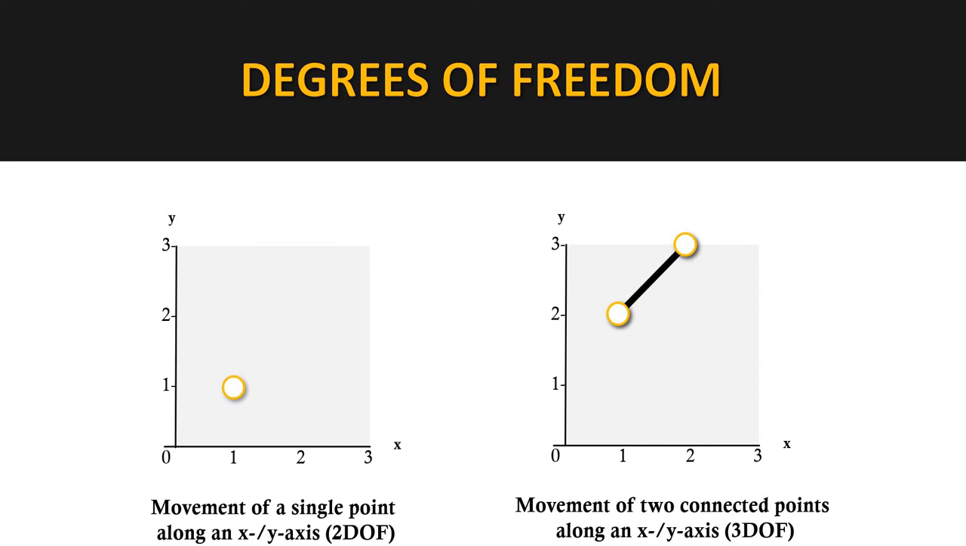So, for example, we have two graphs here, and if we just focus on the left-hand graph to begin with, we've got movement along the y and the x axis.